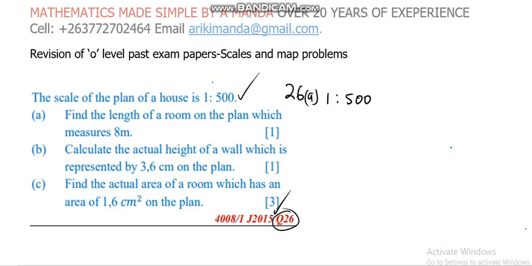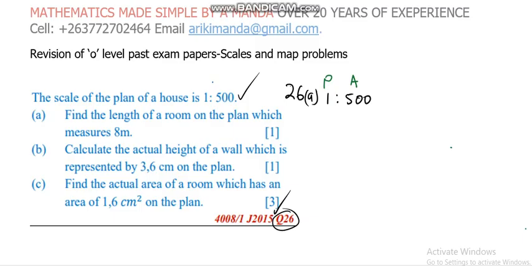It says the scale of the plan of a house is 1:500. What is the meaning of 1:500? This ratio simply states that the measurement 1 is the measurement on plan or paper. 500 will be the measurement on the ground or actual measurement. In other words, 1 centimeter on paper is representing 500 centimeters on the ground or actual. This is the meaning.